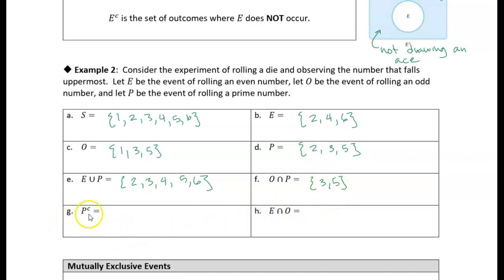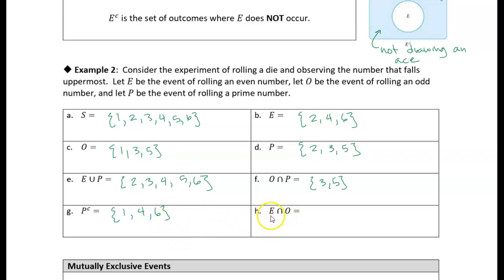P complement. So this is the event that we don't get a prime number. So I want all of the outcomes that are not prime. So 1, 4, and 6. Those are all not primes.